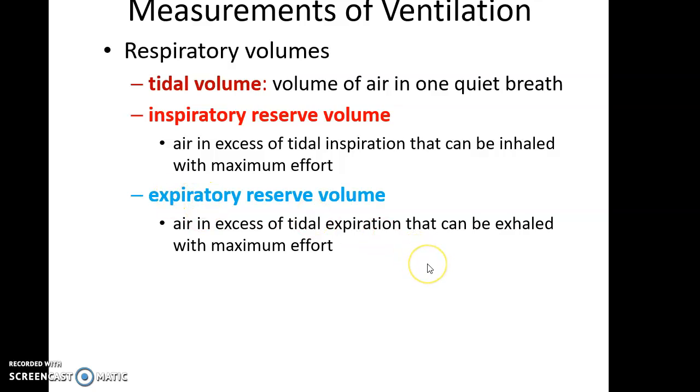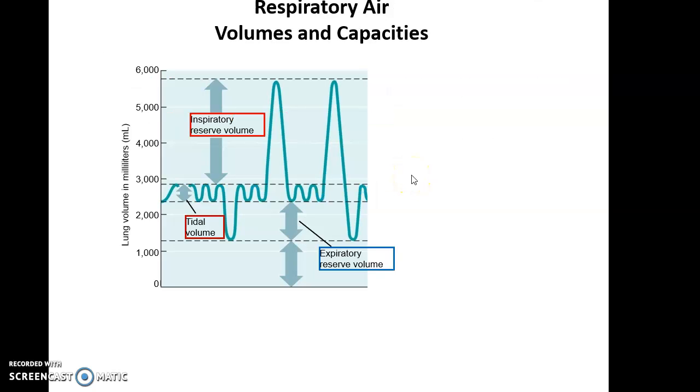Then there's the expiratory reserve volume. This is the excess amount of air in the lungs that we could exhale if we breathed out as hard as we could. So that would be the expiratory reserve volume, which is maybe a liter.